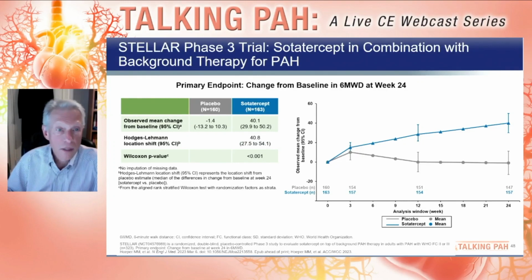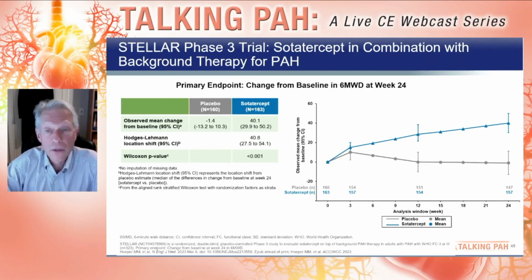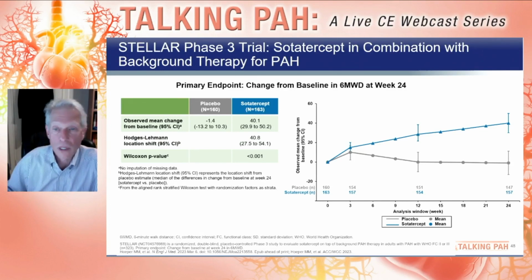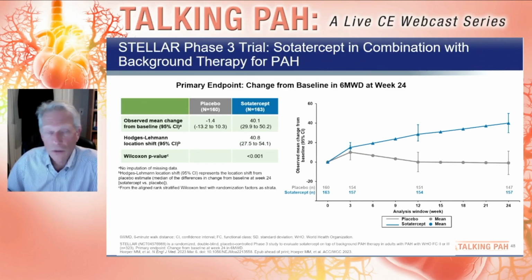Now, this is the data from the Stellar trial, which was the phase 3 trial, which was recently published in the New England Journal. And this is the primary outcome for that trial, which was the 6-minute walk distance. And here you can see a significant improvement in 6-minute walk distance at 12 weeks, and then at 24 weeks, which was really an excellent finding in this study.